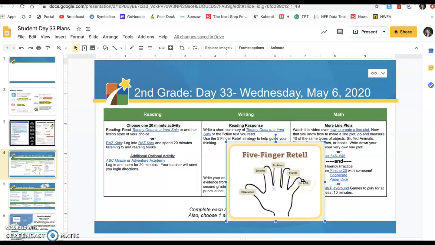Okay, so for the 5-finger retell strategy, basically what I want you to do right now is hold up a closed fist. And then I want you to hold up your thumb. Just your thumb is out because right now you're thinking through who are the characters in your story. Not all the characters, but really the important ones. So think about that for about 10 seconds and say them out loud.